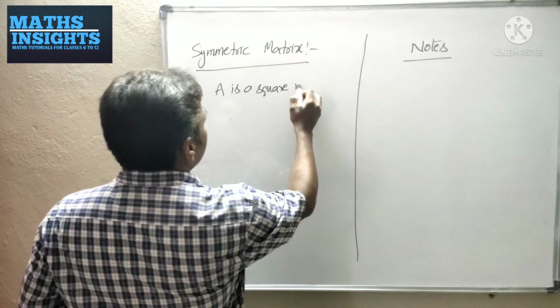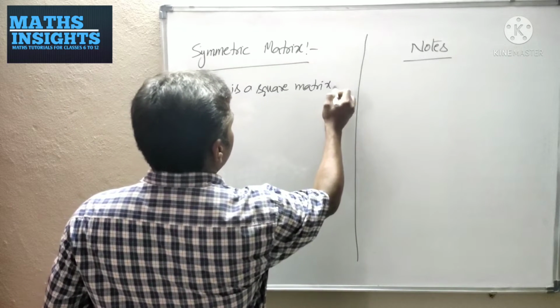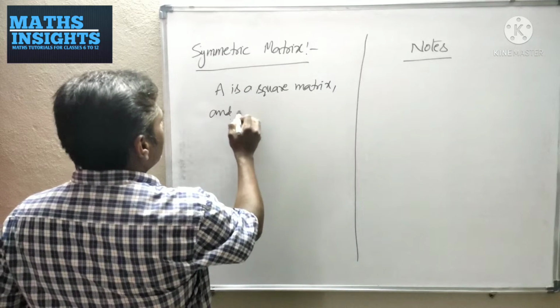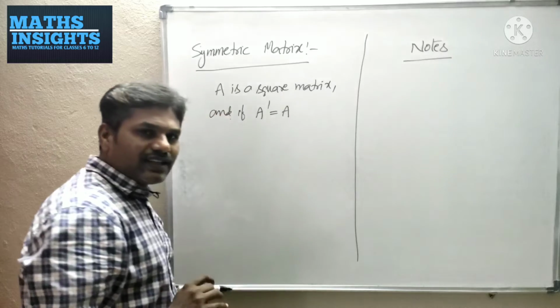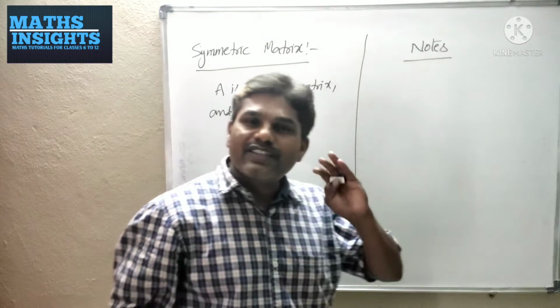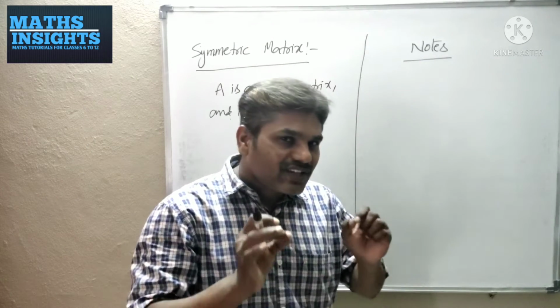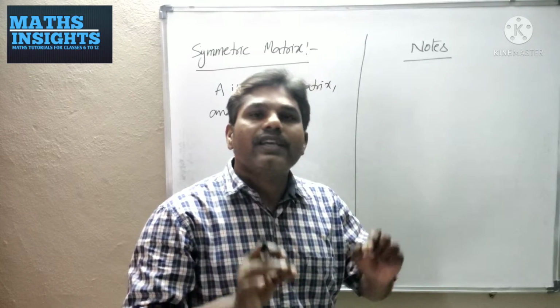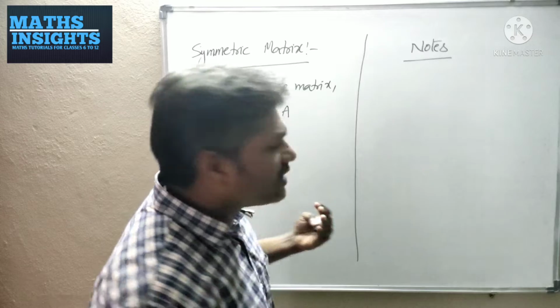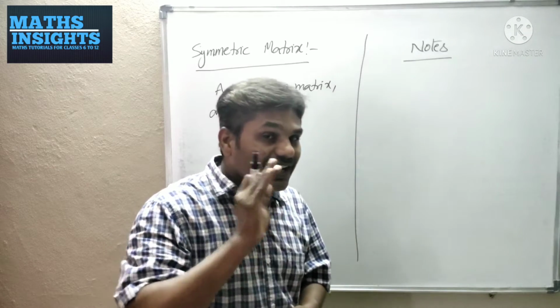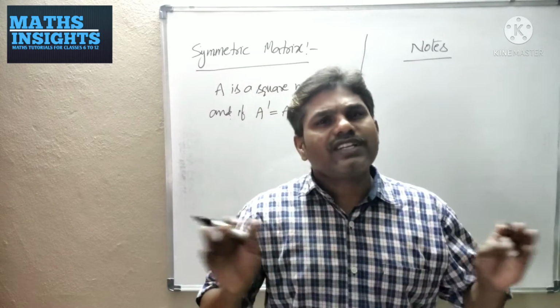A is a square matrix, and if A transpose is equal to A, then A is said to be a symmetric matrix. But here A should first be a square matrix, otherwise we cannot check whether it is a symmetric matrix or not. But transpose can be done to any type of matrix.